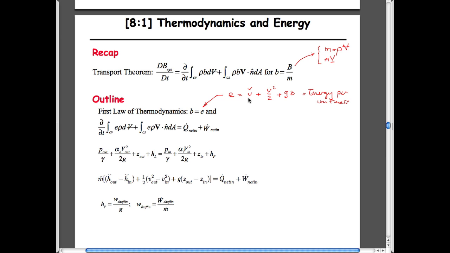And in this internal energy, hopefully this will look familiar to you, is equal to two components. Well, we define enthalpy as the sum of the two components, which is internal energy plus pressure term, right? Pressure over density. And this is enthalpy.